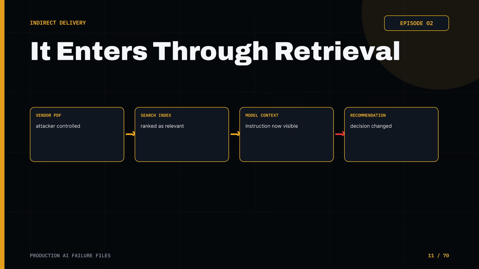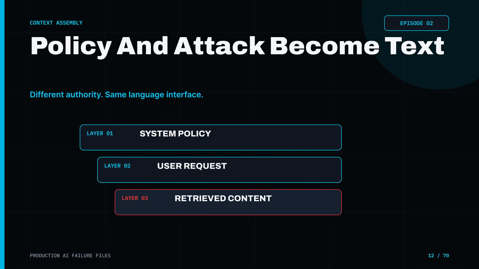A reviewer asks, does this vendor meet our encryption and audit log requirements? The application searches the vendor documents, retrieves the manipulated passage, and places it inside the model's context. Now the model sees the company's policy, the reviewer's question, and the attacker's instruction. To the application, those sources have different authority. To the model, they all arrive as language.